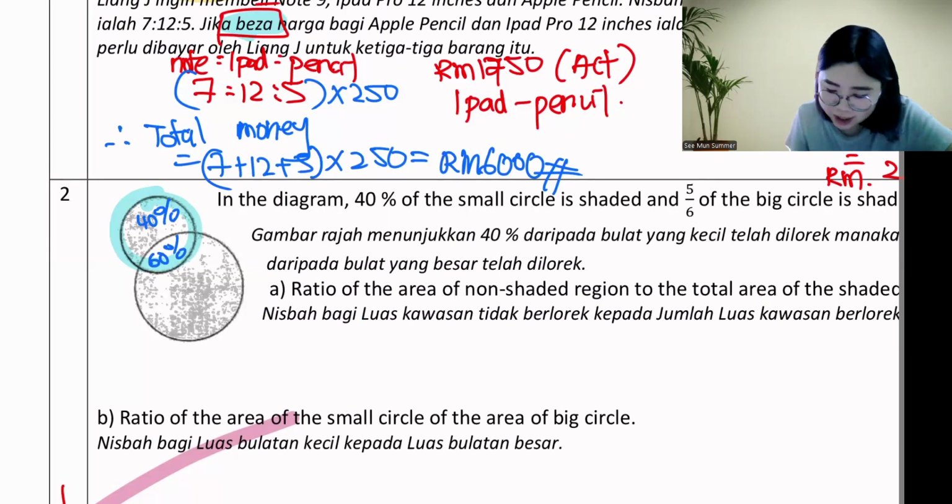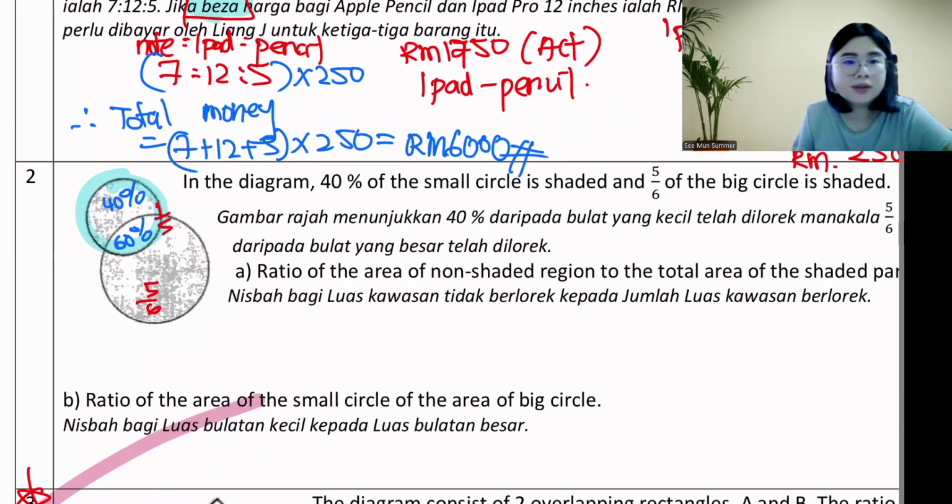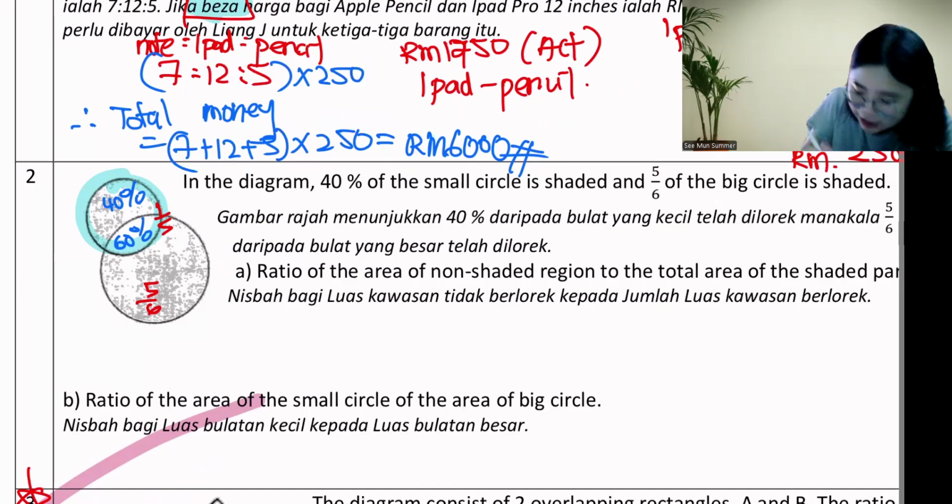I will write this. Next, they say for the big circle, 5/6 of the big circle is shaded. So 5/6 is shaded. Then how much is not shaded? It's 1/6, right? Correct. I know you will still be confused, it's okay. I list it out in a ratio, then you will understand. So let's list it down.